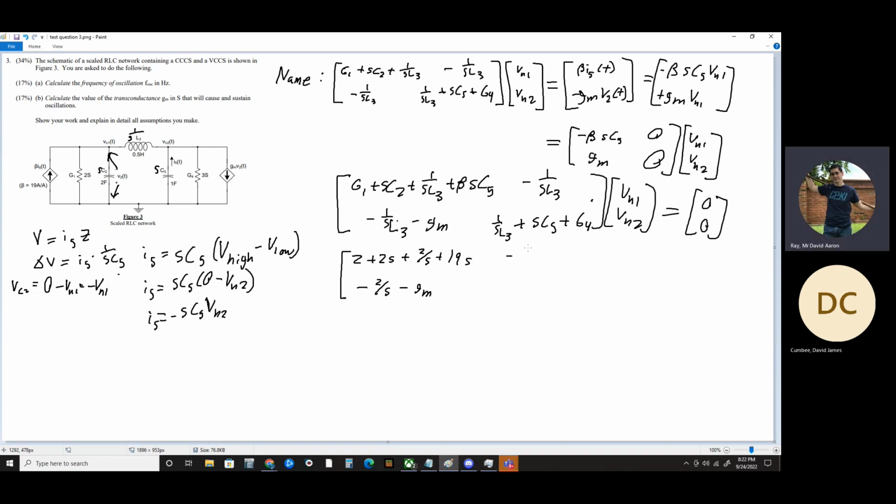Negative 1 over... If your calculator can do determinants, I would highly recommend finding out, because that would be a really good thing for this part: just plug it in and replace the value of S with a variable X or something, and then replace GM with the variable Y, and that'll come down to a bunch of X's, and then you can replace the X's with j omegas, and then we'll show you in a bit what to do from there.